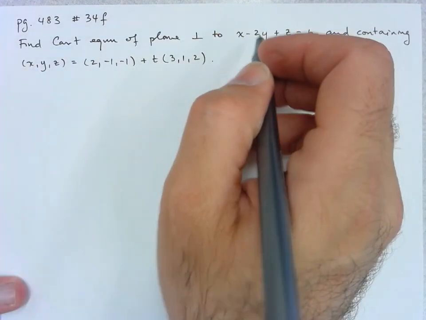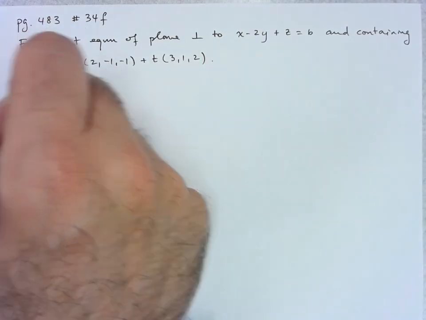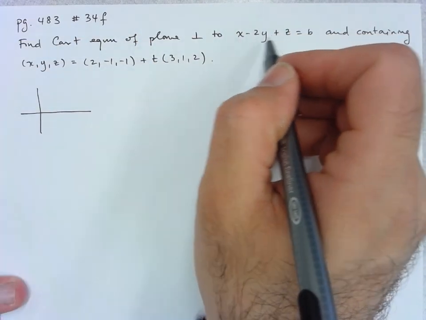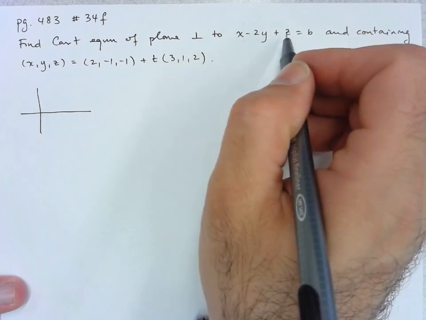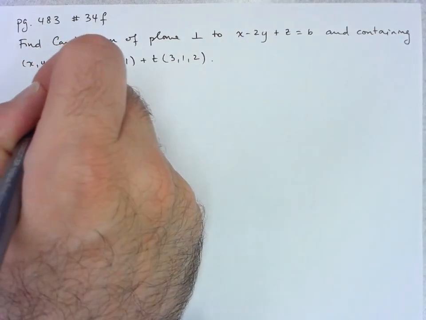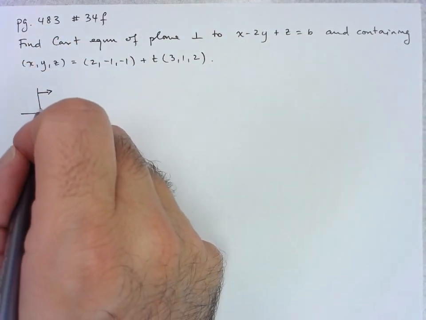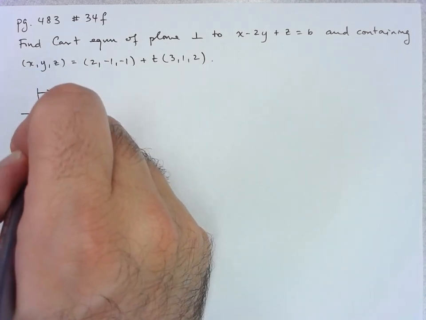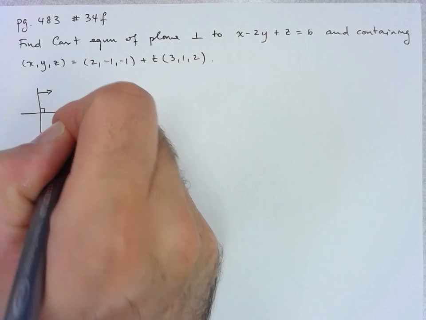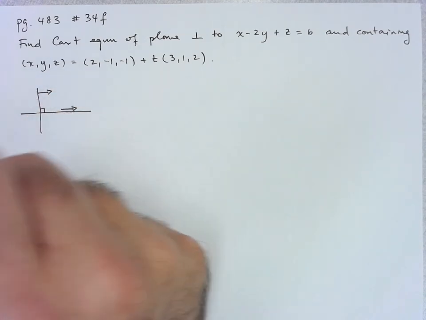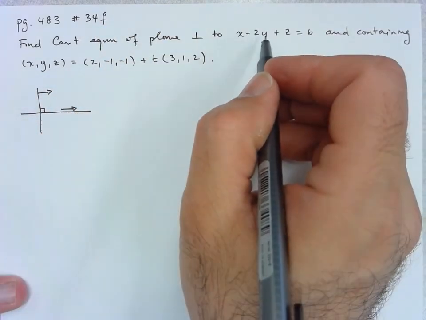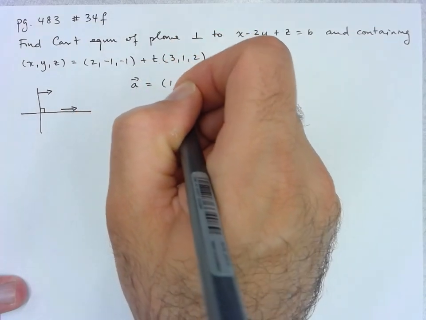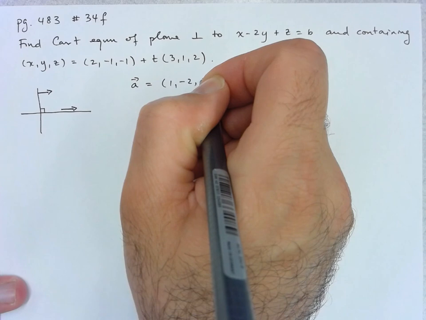Well, they give me that the plane is perpendicular to this other plane. So say this is the second plane. What information do I get out of this equation? I get a normal vector. Because these two planes are perpendicular, a normal vector to this vertical plane is just going to be a direction vector for the plane I'm looking for. So from this plane here, I can get a first direction vector, which would just be 1, -2, 1.